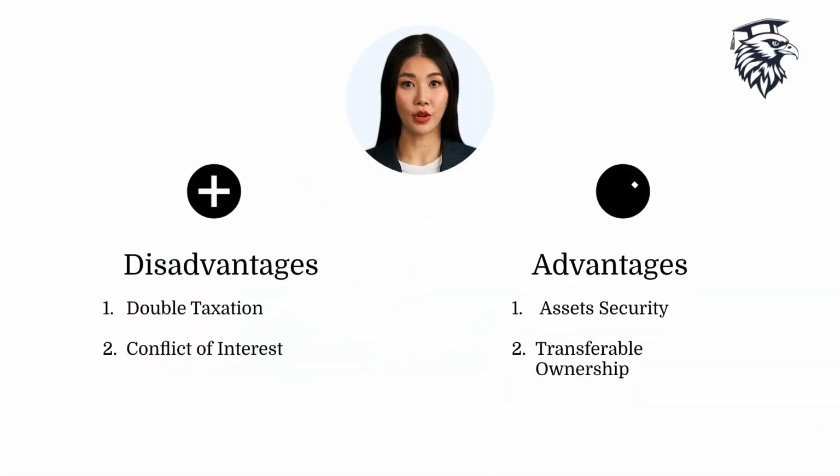The corporation approach to business structures has its advantages and disadvantages. The advantages include limited liability for all owners, making your personal assets safe, and the concept of transferable ownership allows the shareholders to sell their shares without dissolving the company. On the other hand, the disadvantages pertain to double taxation, a system where the company pays taxes on its earnings and then the owners or shareholders pay taxes on their salaries or dividends.